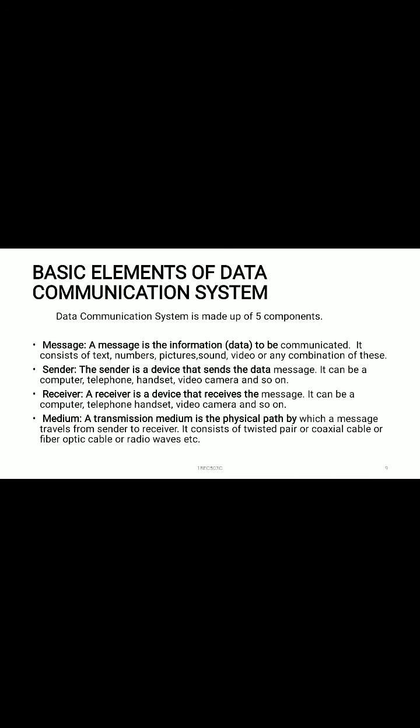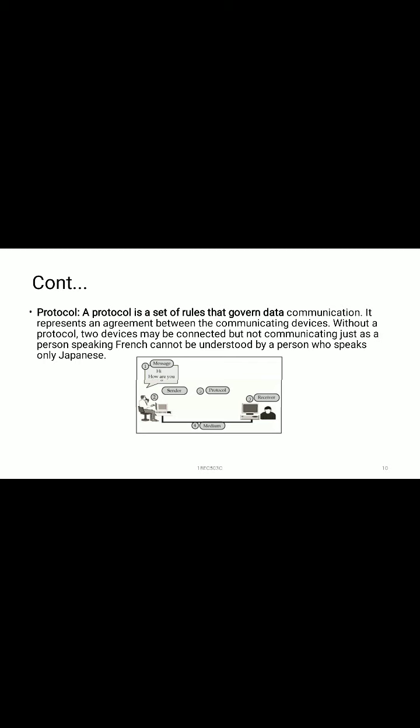Next one is basic elements of data communication system. The basic elements of data communication system mainly consist of 5 components. These are message, sender, receiver, medium and protocol. So these are all used to send the data from transmitter to receiver. We have already discussed what is message. Message is nothing but the information that is to be transmitted.